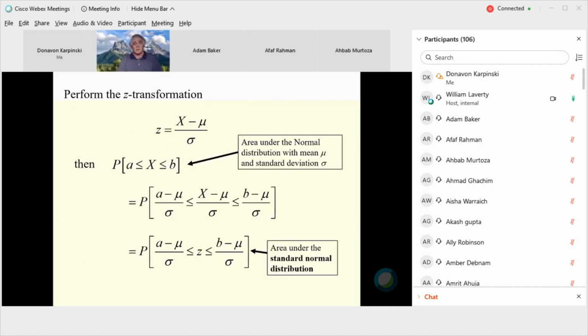So suppose I want the probability X is between A and B. That's the area under the normal distribution with mean mu and standard deviation sigma. I perform the Z-score transformation on X, A, and B. That converts X to a Z under the standard normal distribution. That converts the two limits A and B to the corresponding limits under the standard normal distribution.